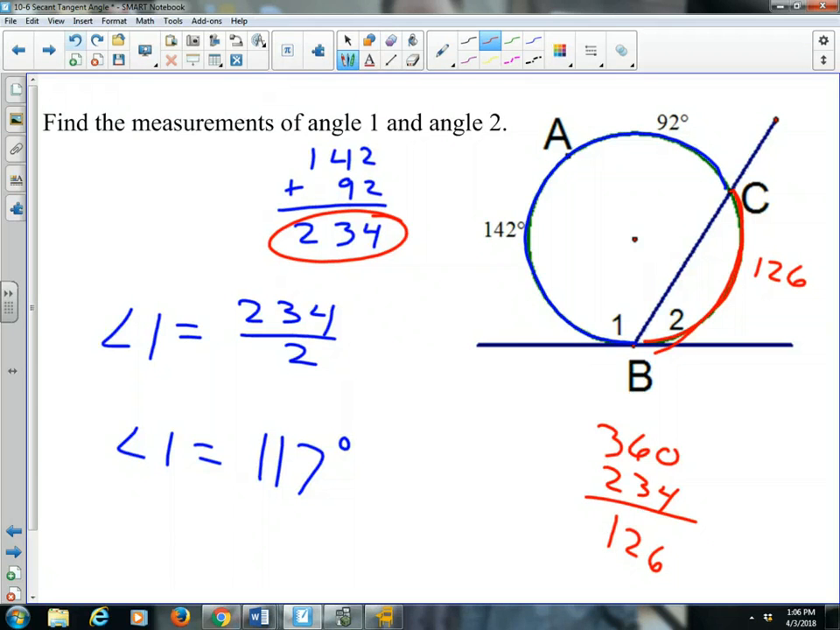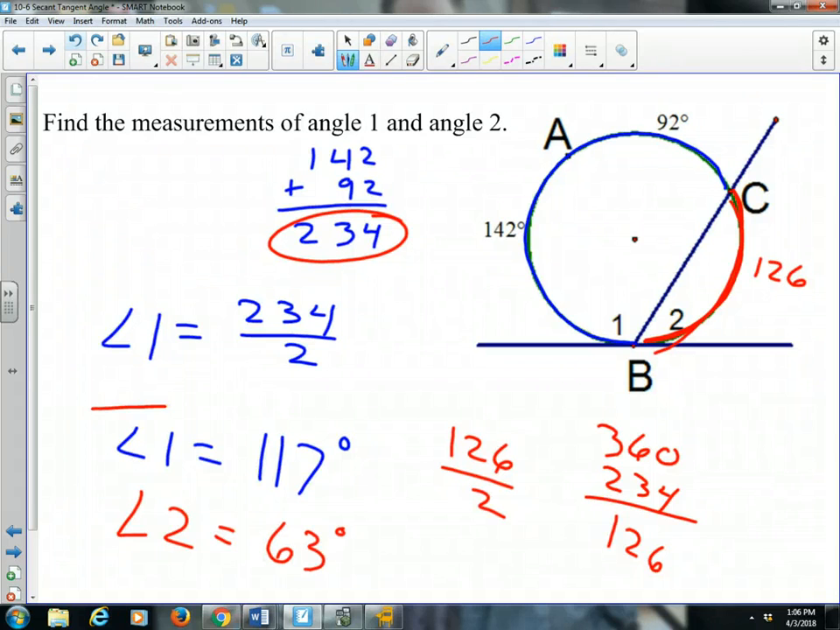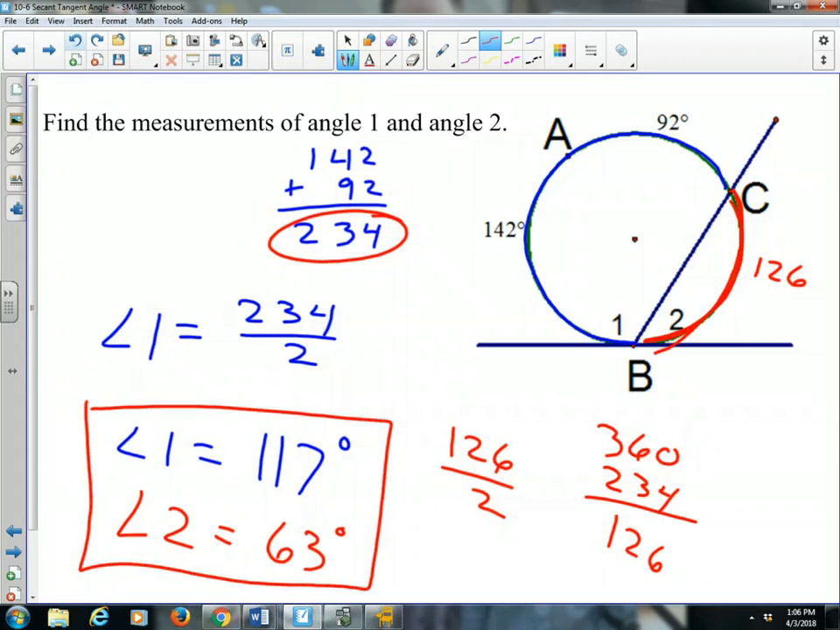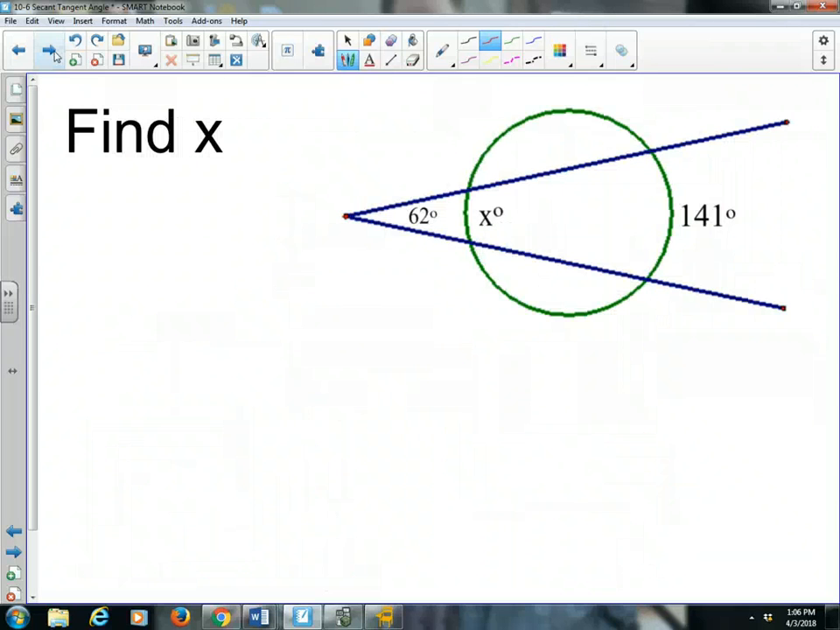So the measure of angle 2 is going to be half of its intercepted arc. So 126 divided by 2 is going to be 63 degrees. And remember what I said earlier, aren't angle 1 and angle 2 supplementary? Because don't they form a linear pair? What do you get when you take 117 plus 63? You get 180 degrees, right? Which is how it should work out because they are supplementary.